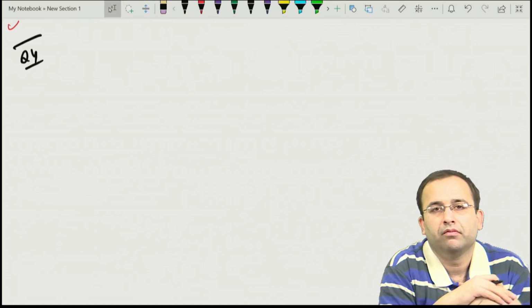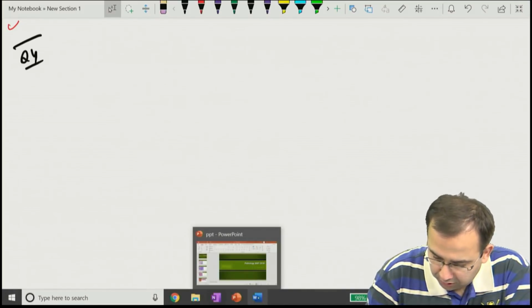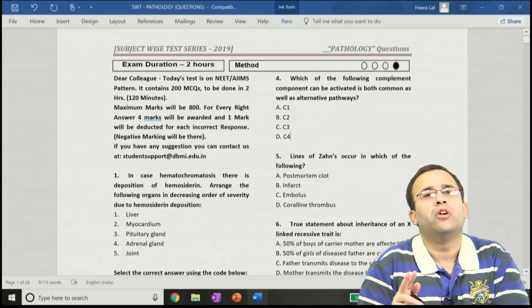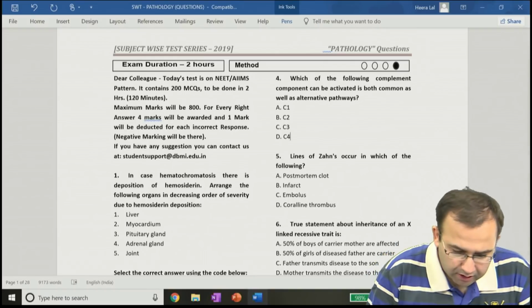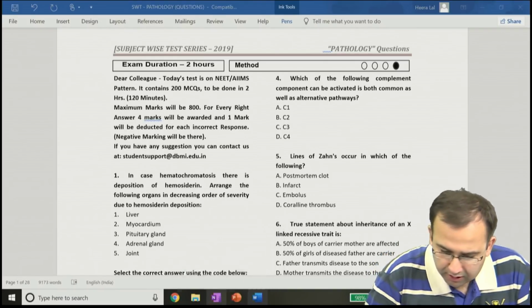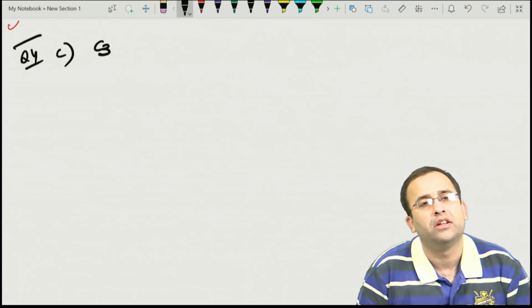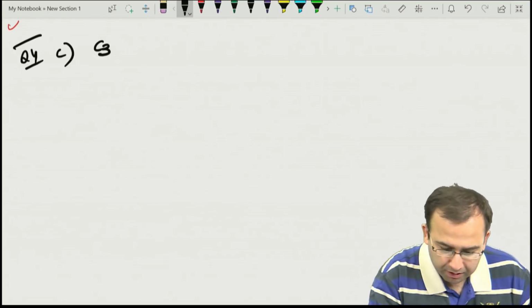Next. So this gets us to question number 4, that is, which of the following complement is activated by both the classical as well as the alternative pathway? And the answer is C, that is C3. Now before we go further, let us have a look at the complement pathways.